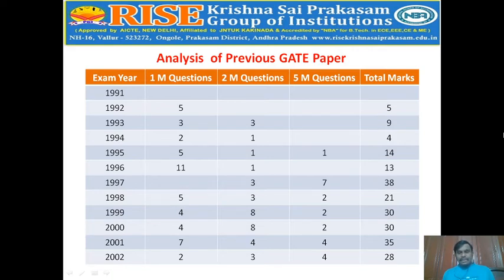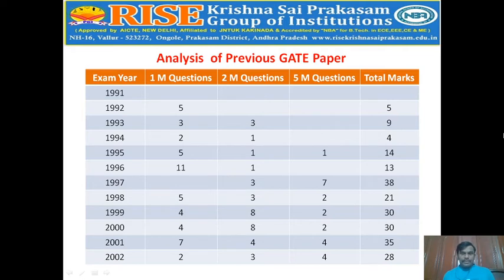In 1996, there was one more 5 mark question and one more 2 mark question, a total of 13 marks. In 1997, there were three 2 mark questions and seven 5 mark questions, so a weightage of 38 marks was given to the electrical machines subject.